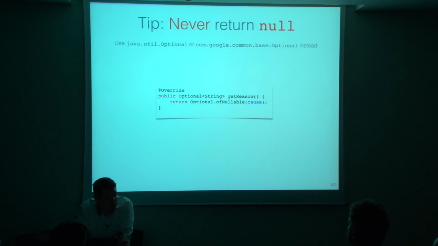You really should consider using Optional. If you're on Java 8, use Java util Optional. If you're on any other version of the Java runtime, I would recommend to use Google Commons for this. So there's really no reason ever to return null anymore. And when you see 25% of all errors are null pointer exceptions, it can't be more impressive than this, right?